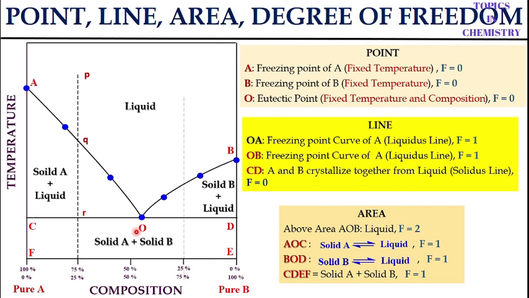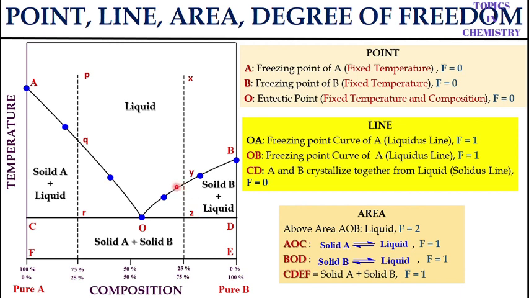Now consider another line here. You can see it is 25% of A and 75% of B, so the amount of B is greater than the amount of A. Now if you start a journey from X point and gradually decrease the temperature, this line will cut the liquidus curve, the BO curve, at Y point. And again, if you decrease the temperature, this line will cut at Z point.